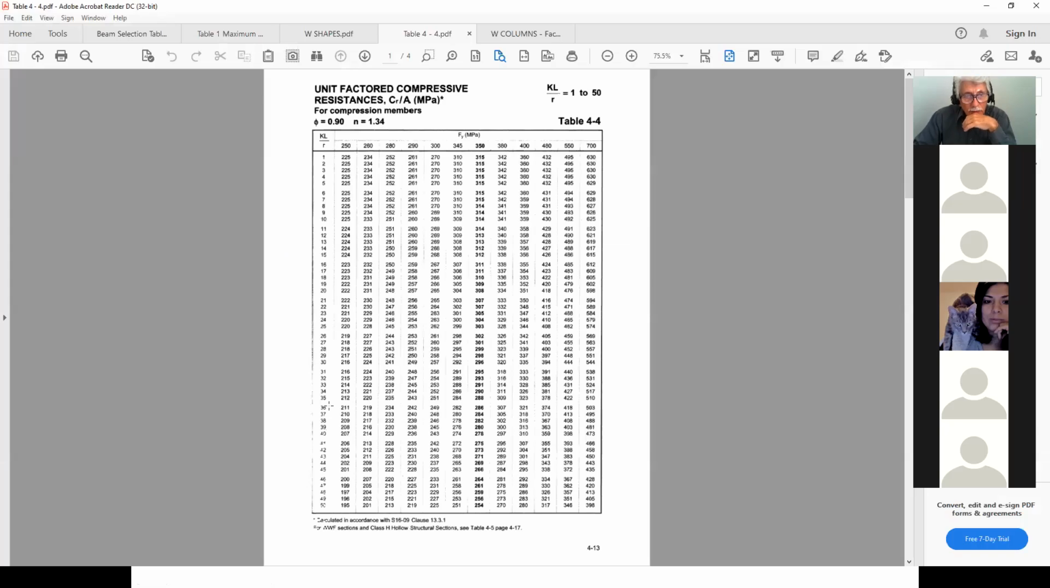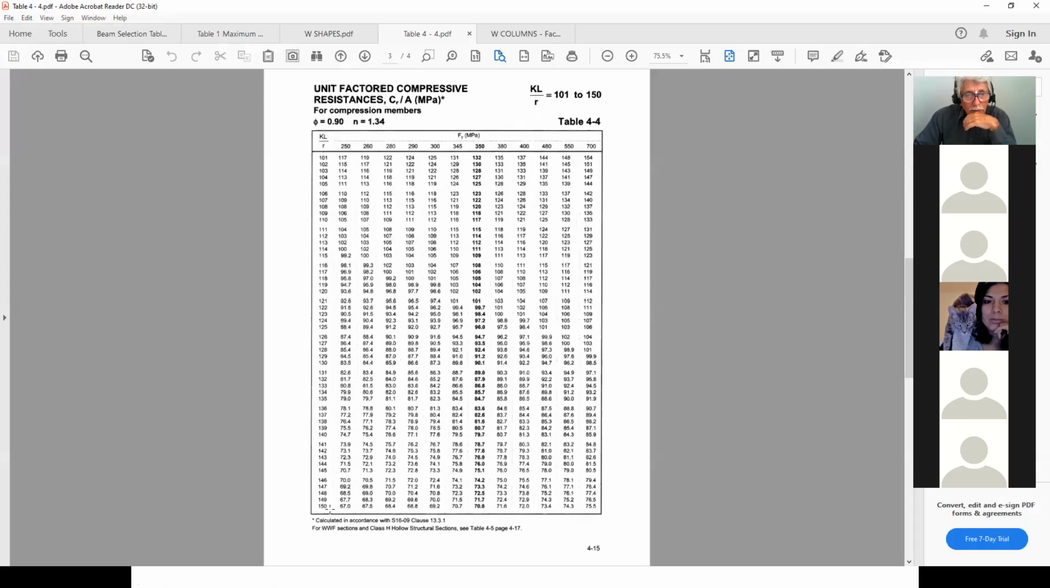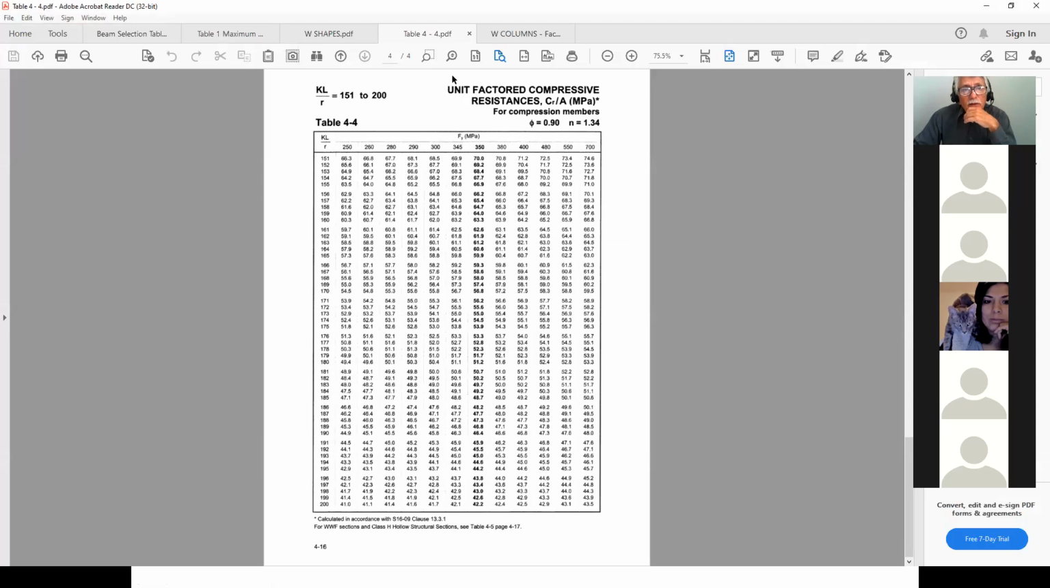And now, of course, I have 50, 100, 150, 170. So I'm here, at 170. And what I like about this table is that at 170, I go across, and therefore there's my value of CR over A, 56.8.